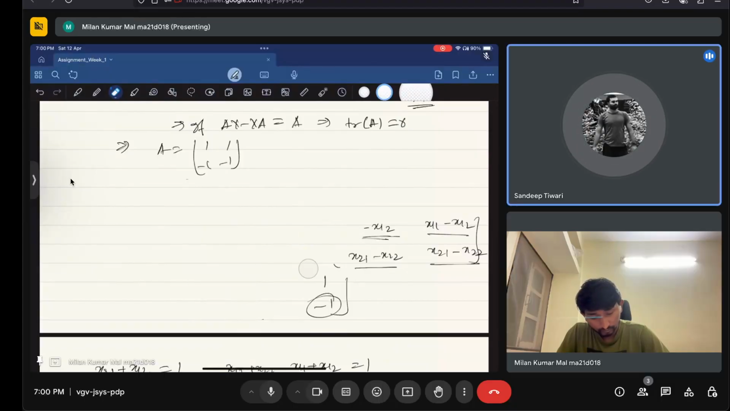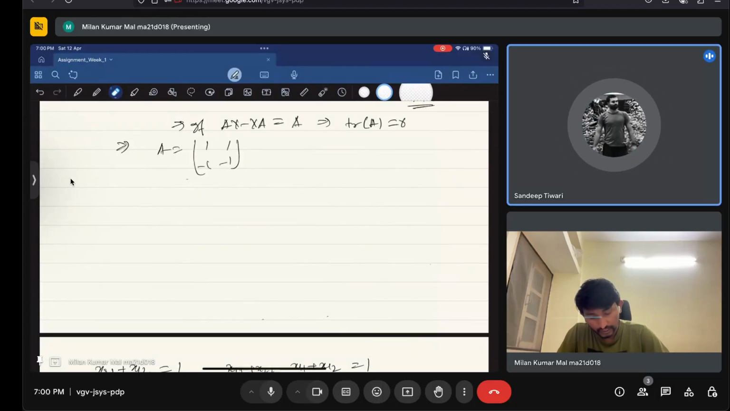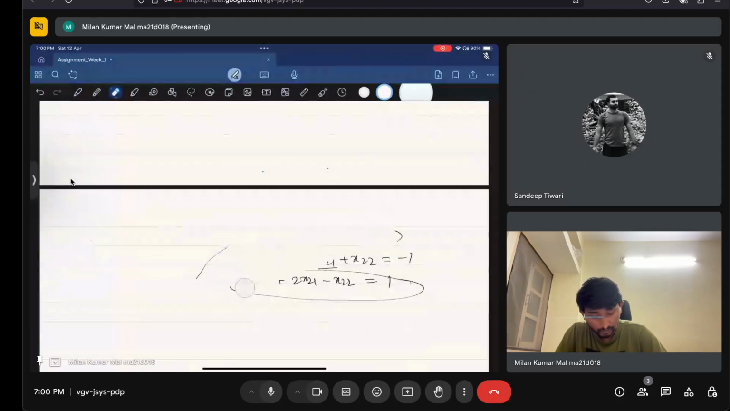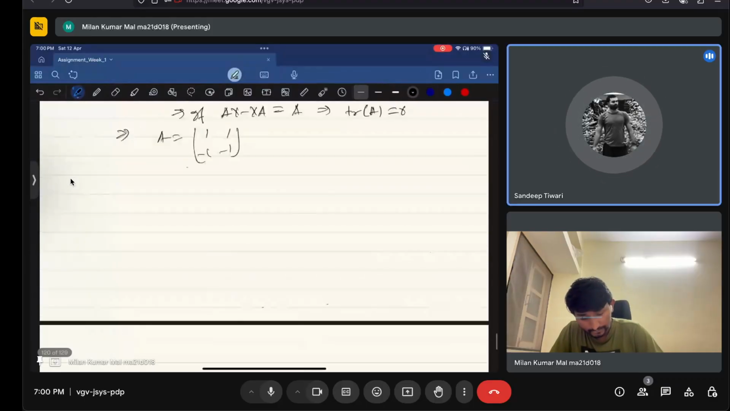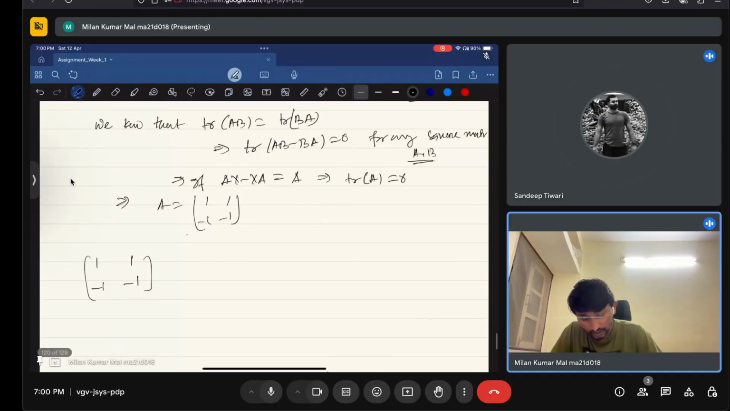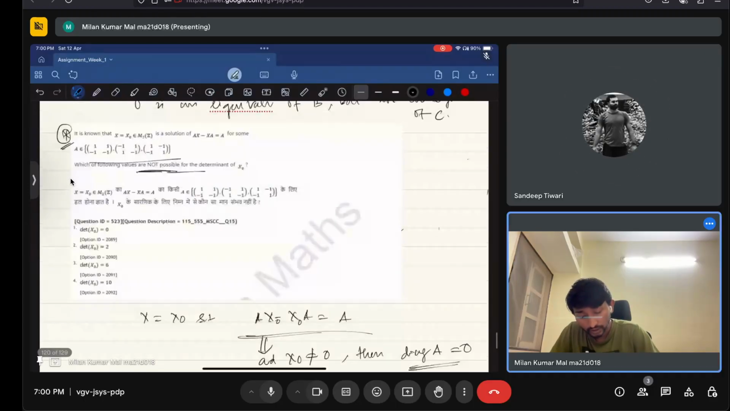Sir, why are you taking x1, x11, x12? Simply take it as A B A C B D, C D. The subsets are making more. The matrix is correct because we need the trace to be 0, and that is only this matrix, right? There is no problem.